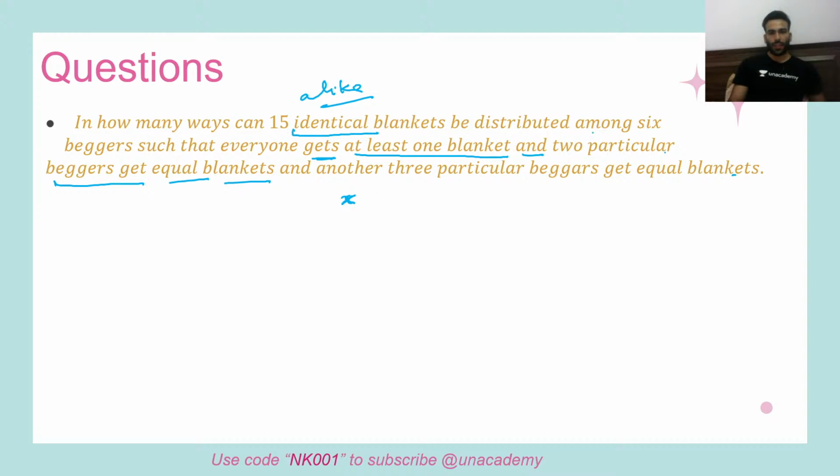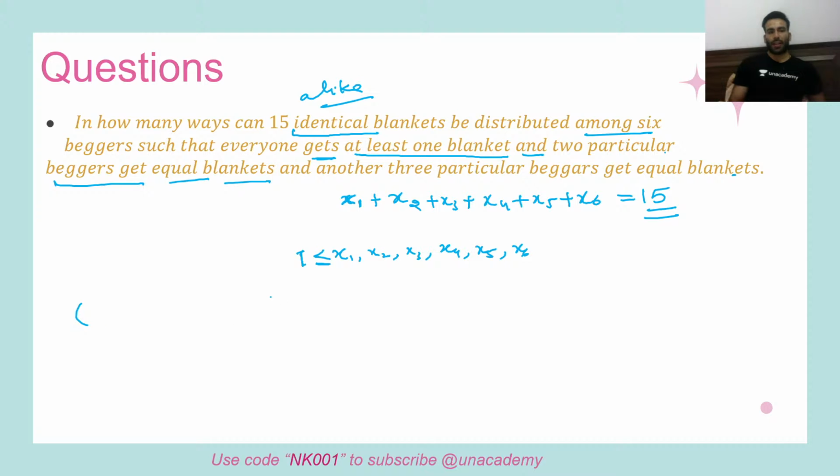Okay, so 15. How many beggars do we have? We have got 6 beggars. So let's say the first beggar will get x1 blankets, the second will get x2, the third x3, the fourth x4, the fifth x5, the sixth x6, like this. And this should be equal to what? 15. Now what it says is at least one blanket. So that means x1, x2, x3, x4, x5, x6, everyone is more than or equal to 1. So whenever we are going to expand, remember this fact. We'll start from x. Remember this.